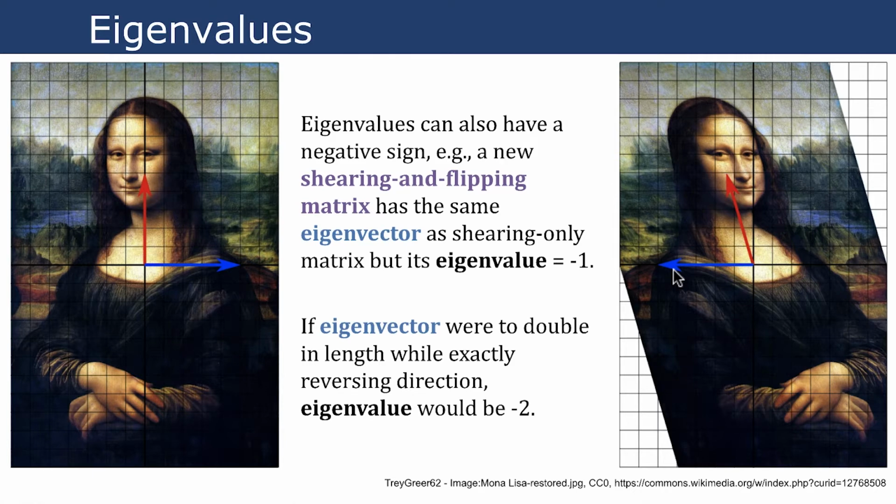This might be relatively obvious now, but if we had a second shearing and flipping matrix that also caused the Mona Lisa to double in width, then our eigenvalue would be -2, assuming that this eigenvector now switches from being 5 units long and pointing perfectly rightward to being now 10 units long and pointing perfectly leftward.